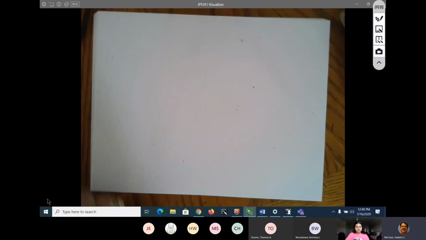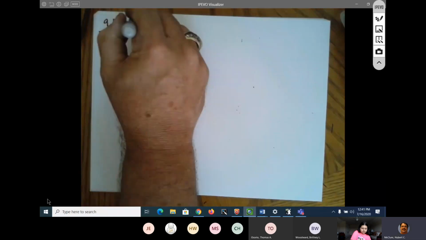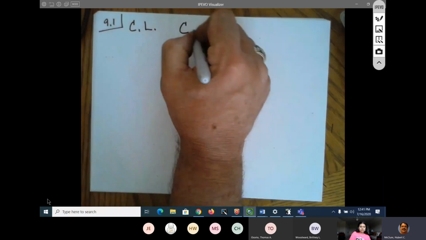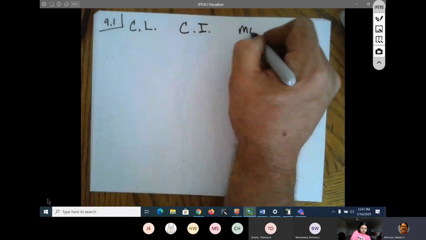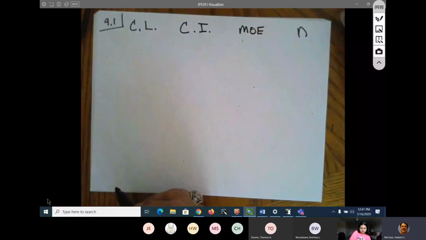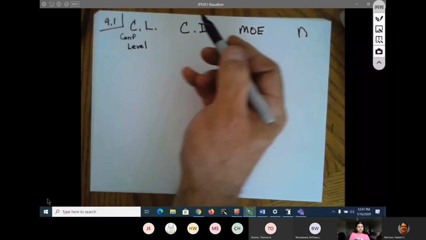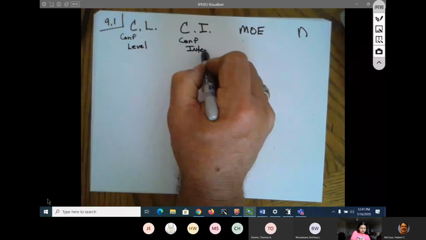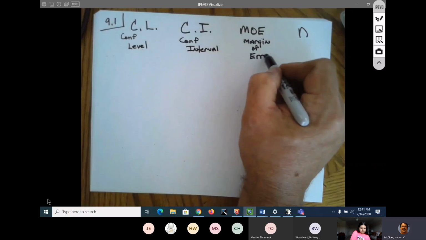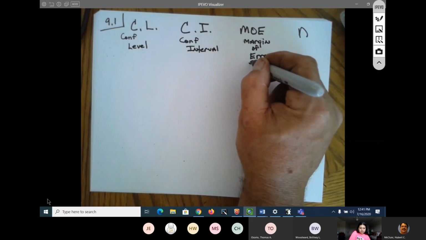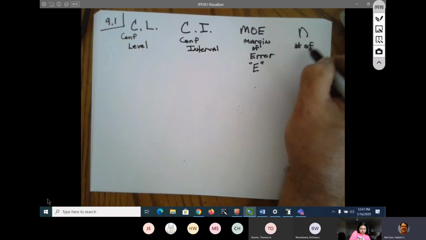Well, in 9.1, you're going to be talking about confidence level, confidence interval, margin of error, and N. Okay, so confidence level, confidence interval, margin of error, and put a note that sometimes you'll see that called Big E. I call it Mo. And N is the number of people or number surveyed.